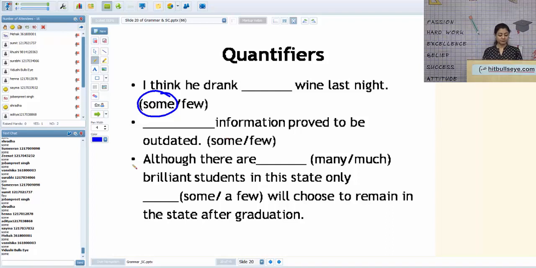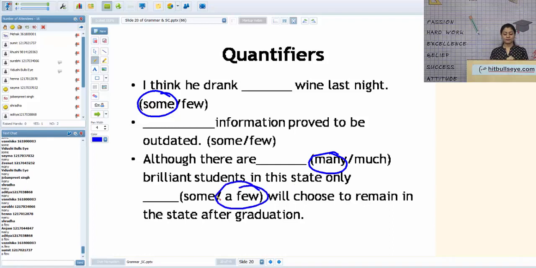Let's do the last one. The first blank is many. Obviously, we can count the number of students, right? What do you guys think about the second blank? Yes, a few. Again, because you can count the number of students.